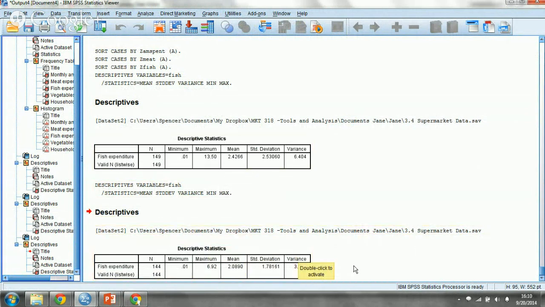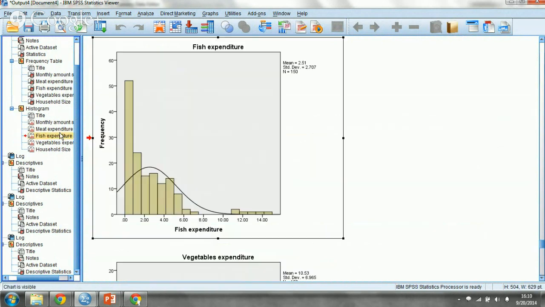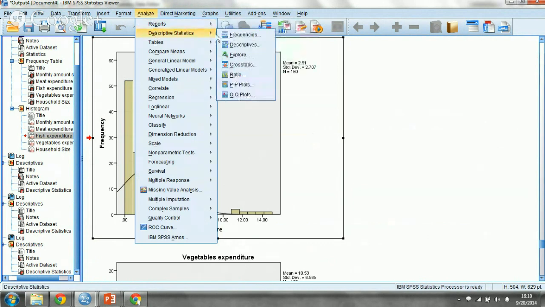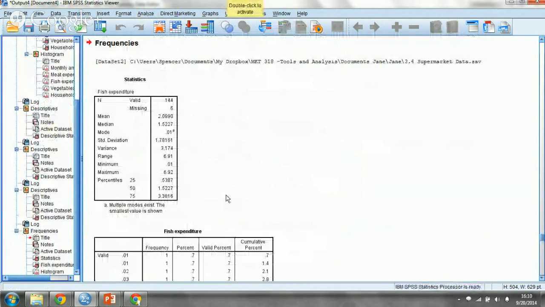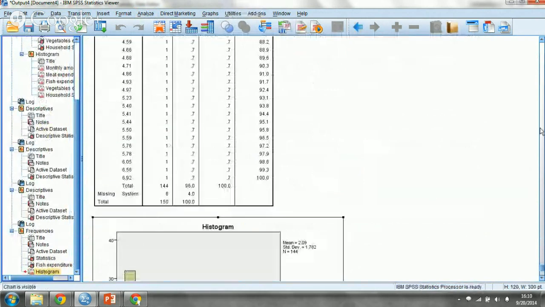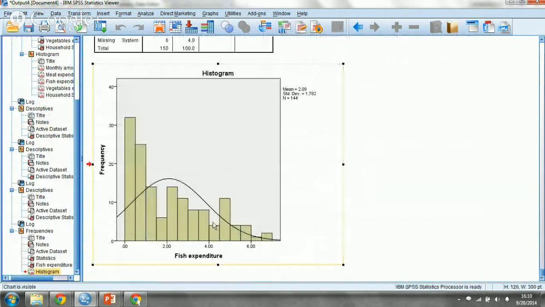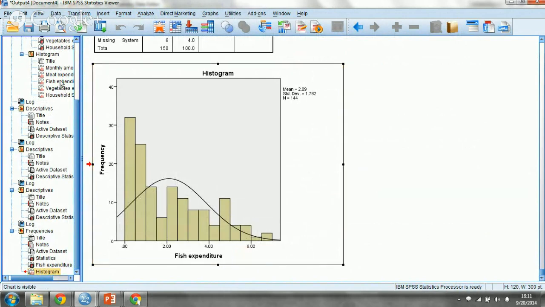So that will show you how outlying data, if I go back to the fish expenditure histogram, outlying data over here really impacted the distribution, really impacted the mean. And let me just do one more thing for practice. We'll go back to descriptives, frequencies. I want to do another histogram just to show you the difference. Now that we've taken those outliers out, this is the histogram for the fish. It looks a little more normal, doesn't it? Certainly more normal than the histogram here.